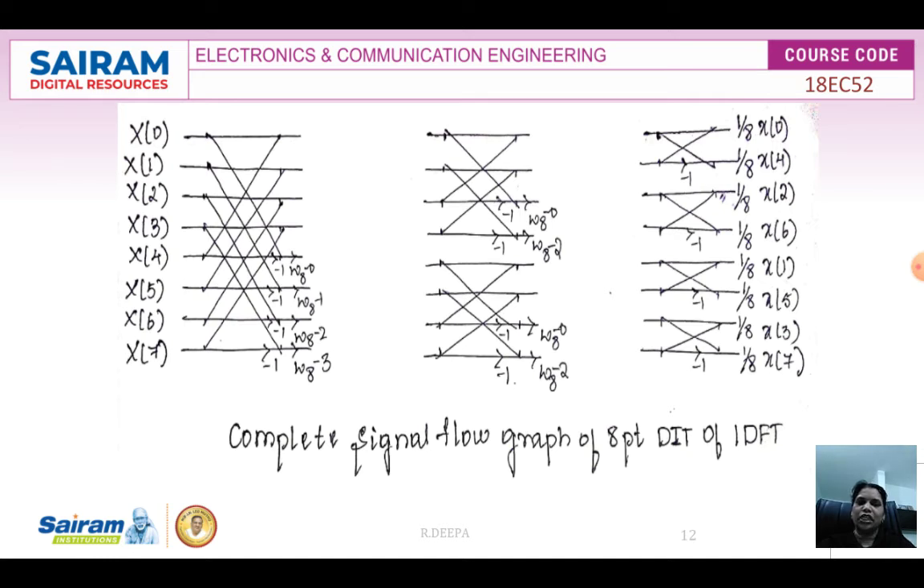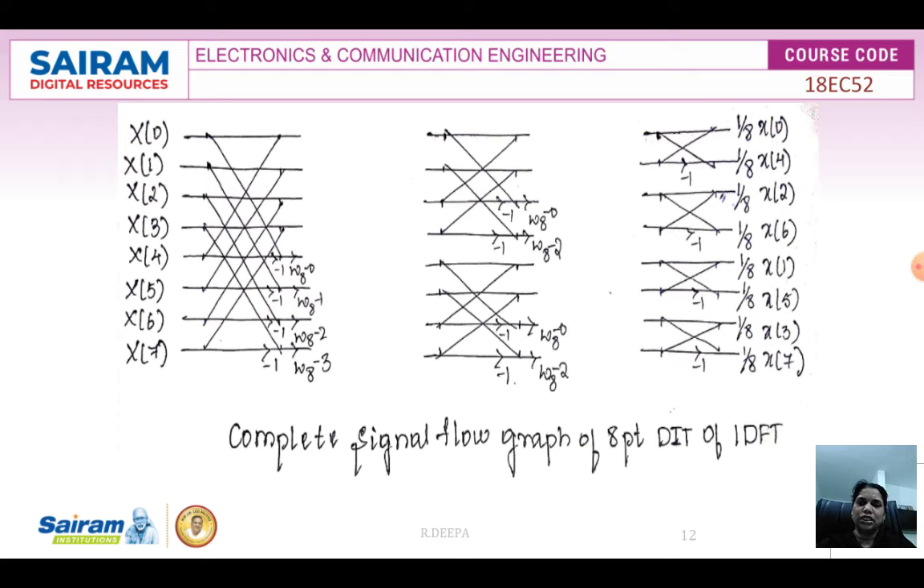For finding the IDFT, X of k will be given and you will be asked to find the x of n sequence. If you observe the structure, X of k is going to be fed in normal order, whereas the output will be in bit reversed order. So please remember, whenever the input is in normal order, the output will be in bit reversed order. And I have told you how to generate this bit reversed order too, right?